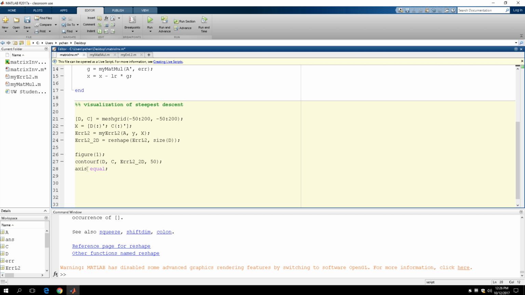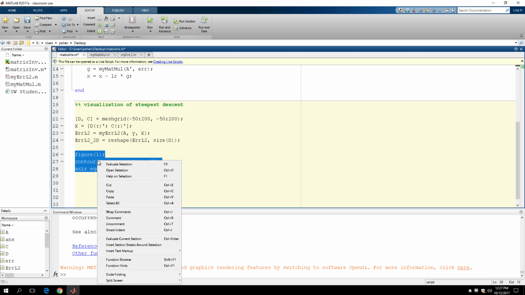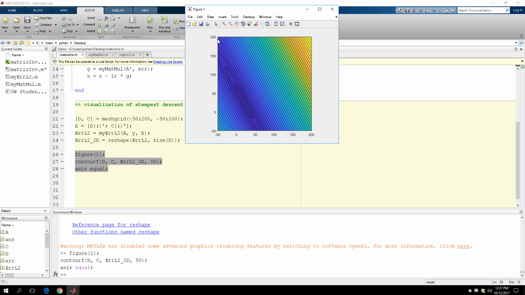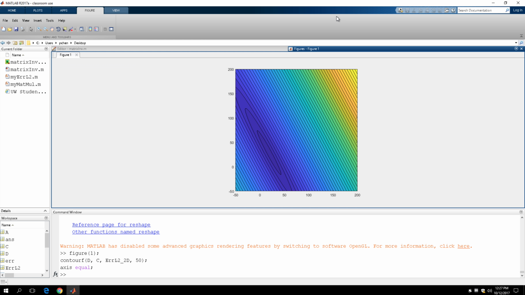We can use axis equal. If you type axis equal, then the horizontal and the vertical axis will have the same kind of interval. Let's select this portion and evaluate the selection. Let's rerun that. So now you can sort of see that 50 units on the horizontal axis is this long, right? And 50 units on the vertical axis is the same length, right? So you can sort of see that.